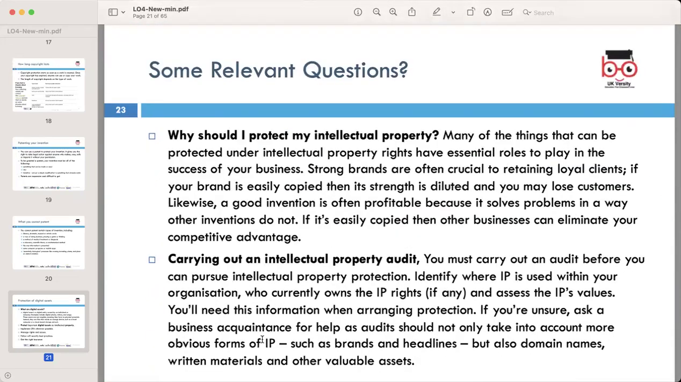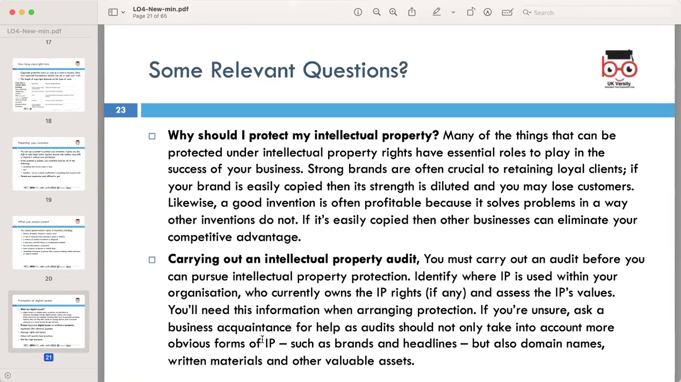Some relevant questions: understanding why intellectual property protection is crucial involves recognizing that many items eligible for protection play an essential role in business success. Strong brands are vital for retaining loyal clients, and if easily copied, their strengths diminish, risking customer loss. Similarly, valuable inventions are often profitable due to their unique problem-solving capabilities. Easily copied inventions erode competitive advantages.